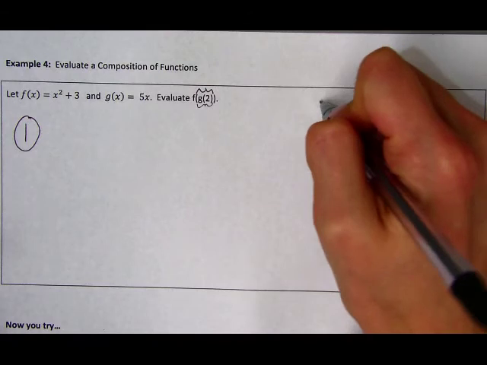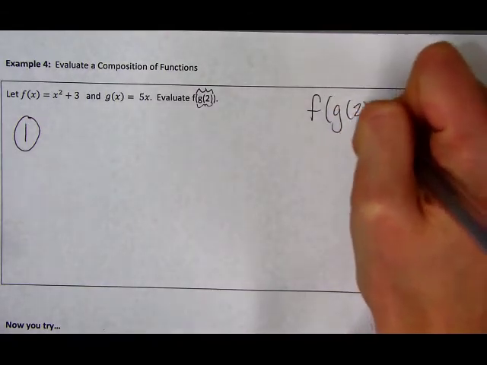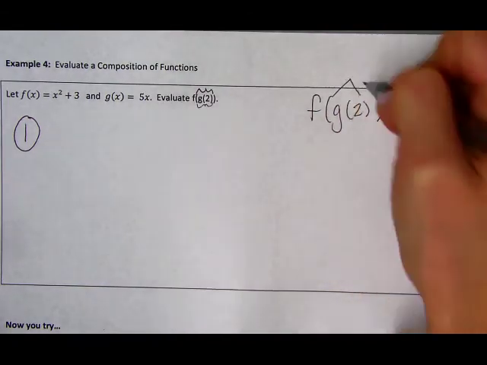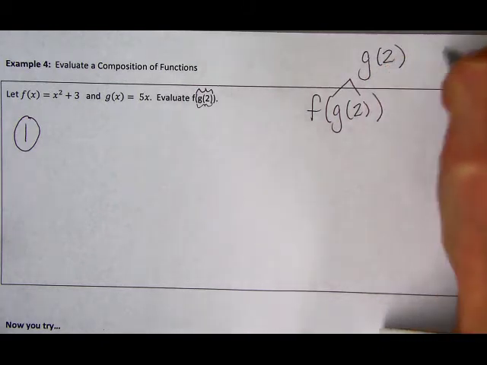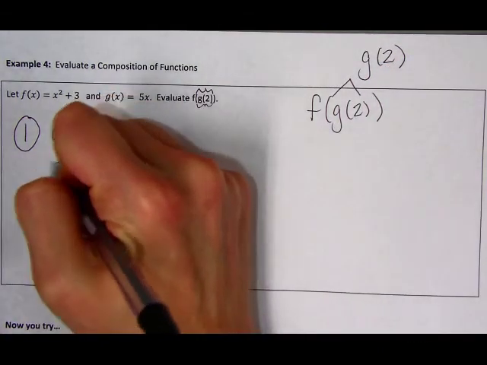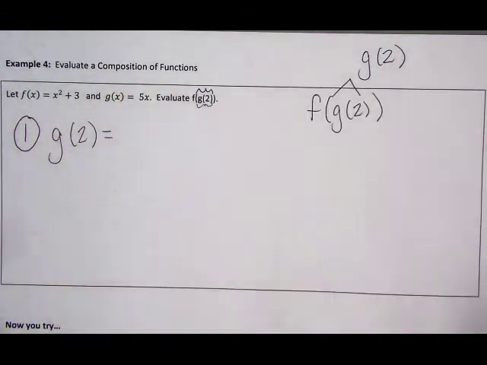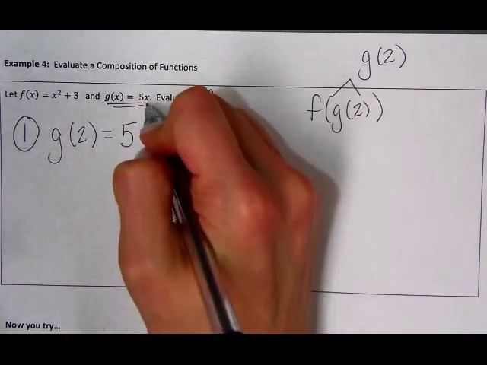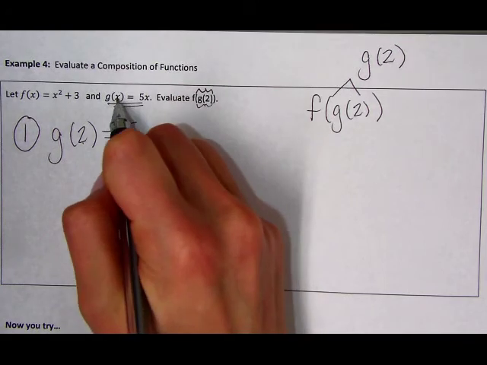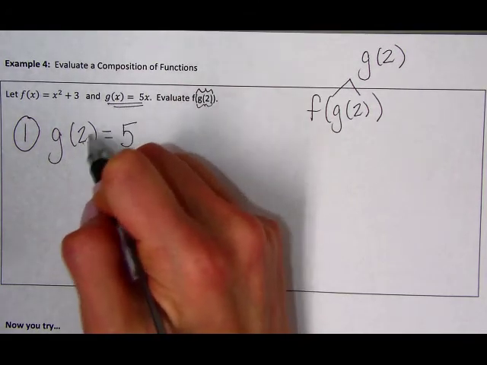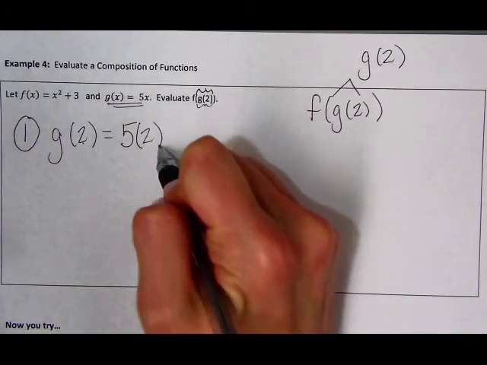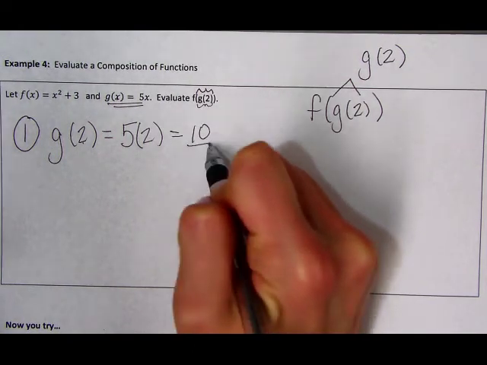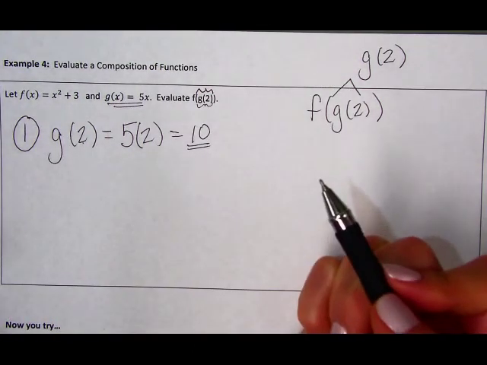Since we're trying to find f of g of 2, it makes sense that we find g of 2 first. So that's going to be our first step. We're going to find out what is g of 2. Well, our g function is 5 times x. If 2 is our x value, we're taking 2 and plugging it in for x, which gives us 10 for g of 2.